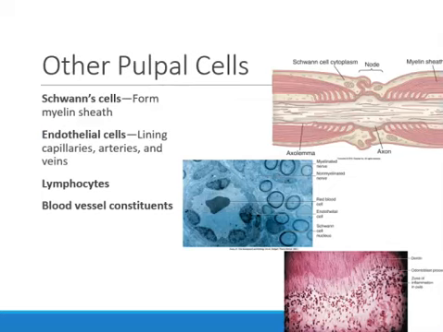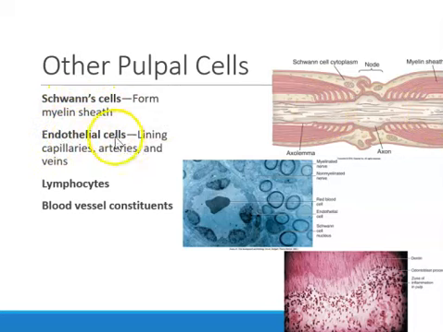Other cells that we see in the pulp are the Schwann cells. These Schwann cells are found on top of the nerves. Okay, so when we have a nerve, for example, there's Schwann cells right on top of it, and it's a cell that helps transmit pain signals. Okay, so it transmits pain signals.